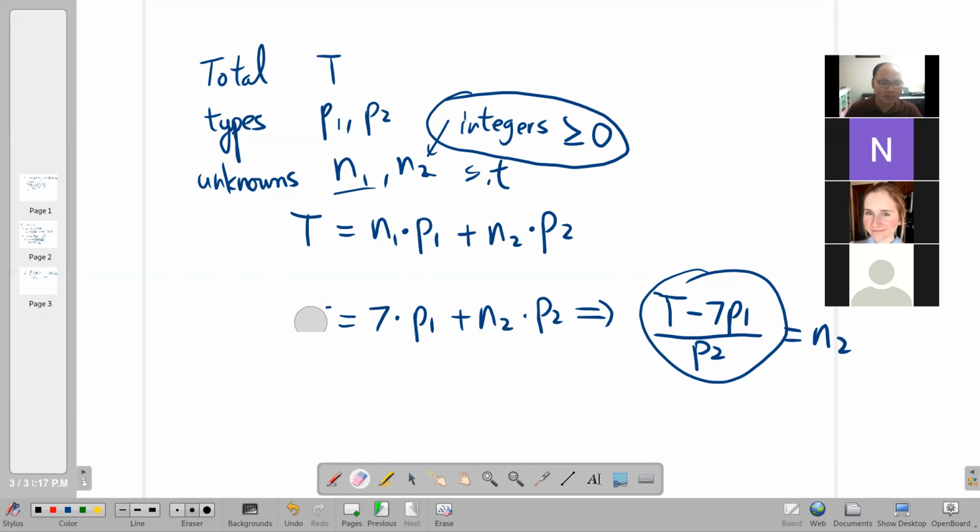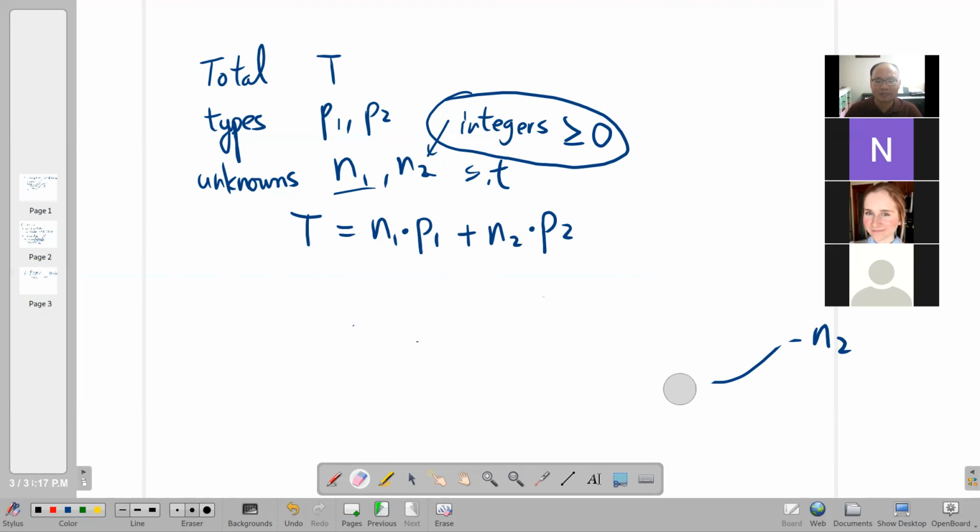Okay, so this doesn't work because everything's integer. And then what are the limits? The limits is T is up to $10,000, and then T1 and T2 are less than or equal to $100, I believe.